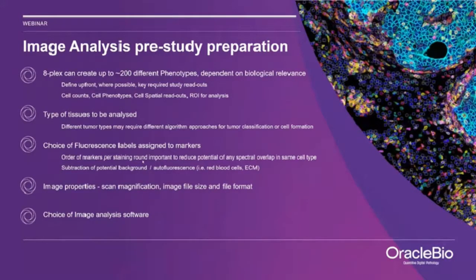So it's important to work with the client to define upfront, where possible, the key required study readouts around the cell counts, the cell phenotypes, spatial readouts, and the regions of interest for analysis. And this really allows us to generate the algorithms as efficiently as possible. With respect to types of tissues to be analyzed, some studies can contain multiple different tumor samples and tumor types within the one study. And these different tumor types may require different algorithm approaches for tumor classification or cell formation, which again has an impact on the algorithms that we develop for the study.